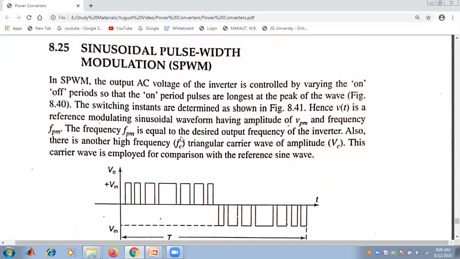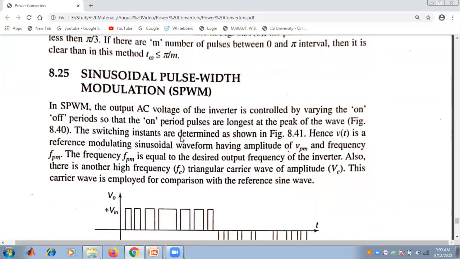So we will discuss sinusoidal pulse width modulation, that is called SPWM. In the case of sinusoidal pulse width modulation, the output AC voltage of the inverter is controlled by varying the on-off periods so that the on-period pulses are longest at the peak of the wave.